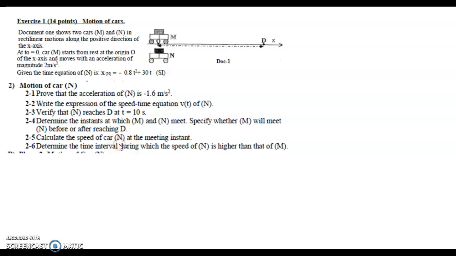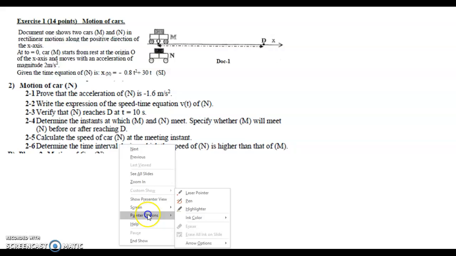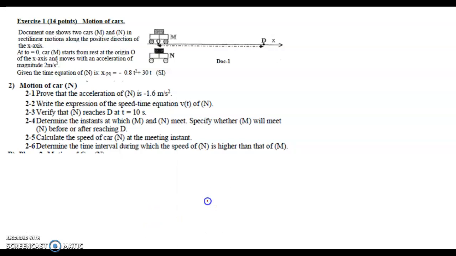And its general equation is x equals half at squared plus v0 t plus x0. So writing the general equation, x equals half a t squared, plus v0 t, which means the initial speed, plus x0.